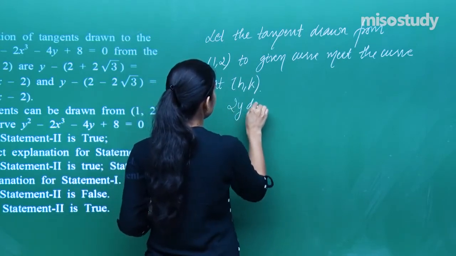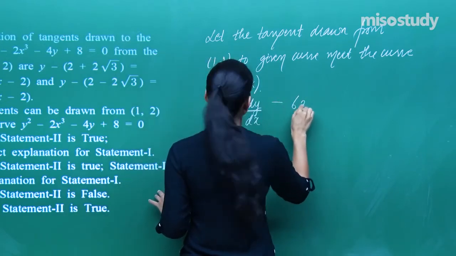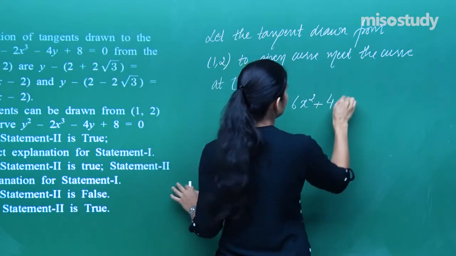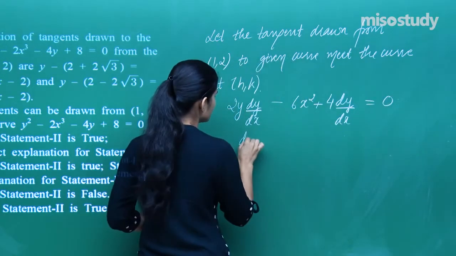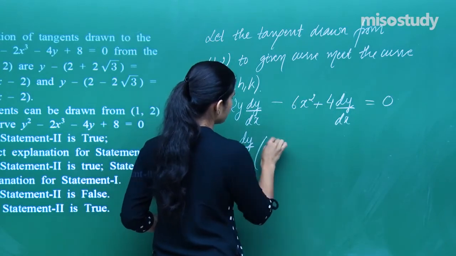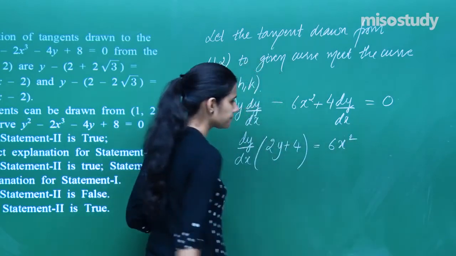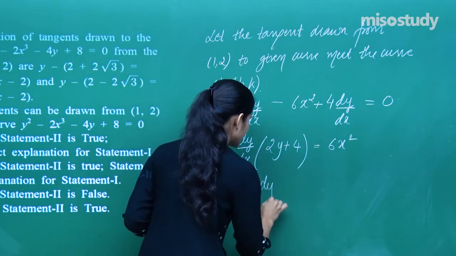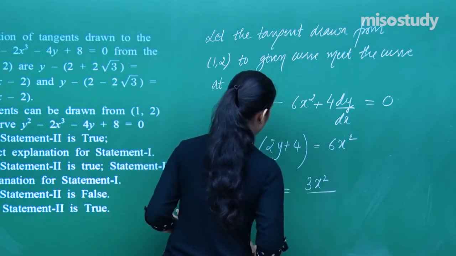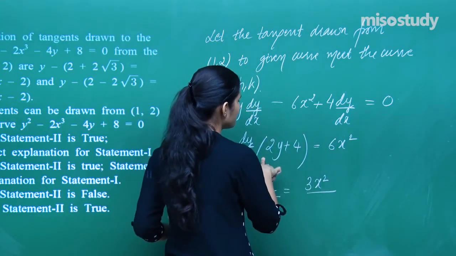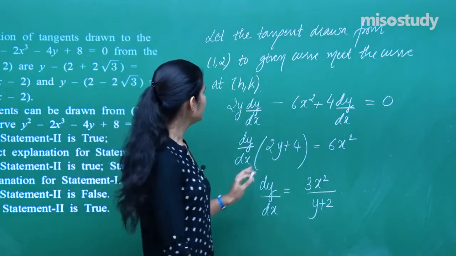I am going to say 2y dy by dx minus 6x square plus 4 dy by dx plus 0 equals 0. So dy by dx you have common, you are left with 2y plus 4 equals 6x square. So your dy by dx is what? 3x square upon 2 comes out common, you are left with y plus 2. Right? This is what you have.